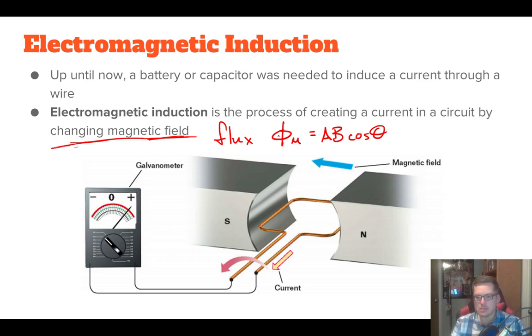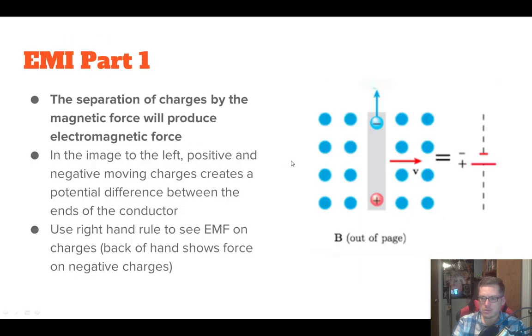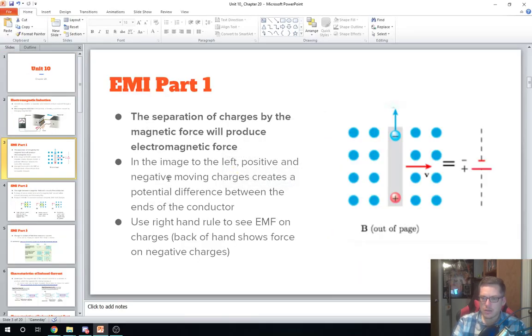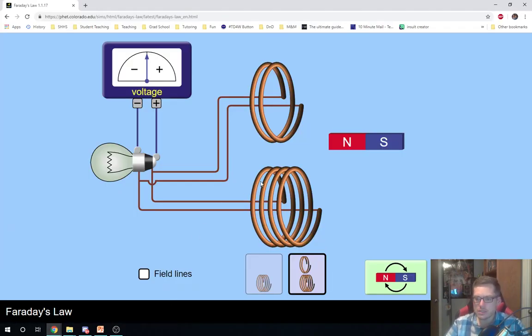All right, so let's look at something to give us an idea of what electromagnetic induction means. This diagram is from Phet, and what we've got is two coils hooked up to a voltmeter, which will measure our voltage up here, and it's also going through a light bulb. Here's my magnet, and what we see is that when I move this magnet into the coil, I actually get a voltage. There's actually a current, and you can also see the light bulb light up.